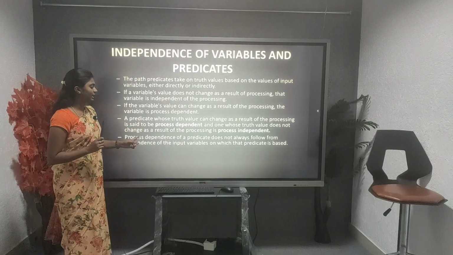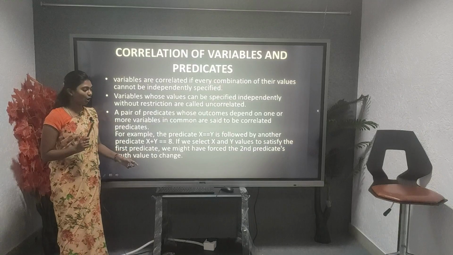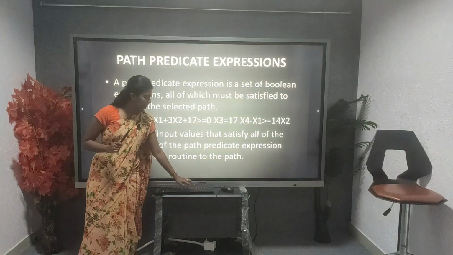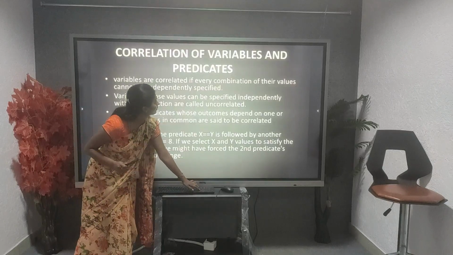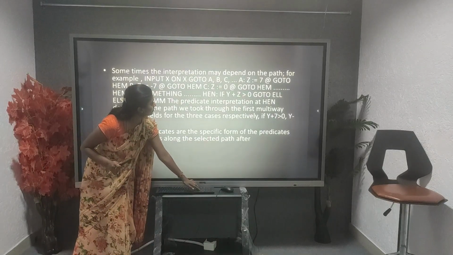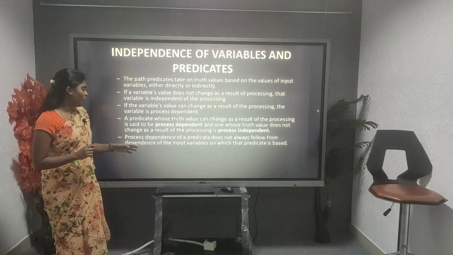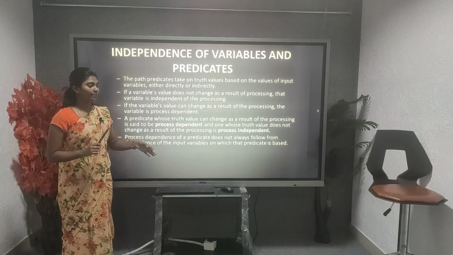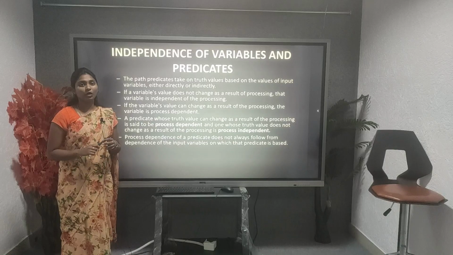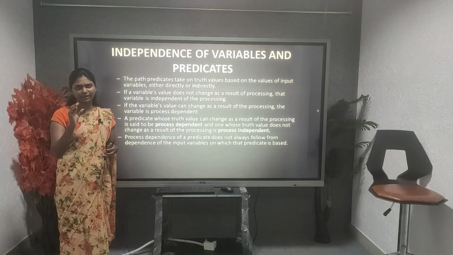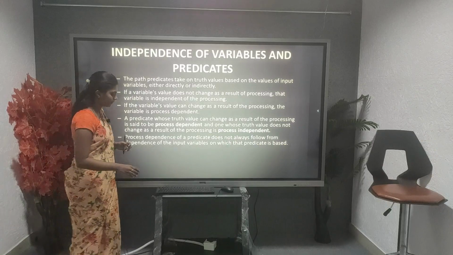Fine. So the next point is that predicates will always follow the dependency of variables. Predicates will always follow independent and dependent variables based on the particular variable. Fine.